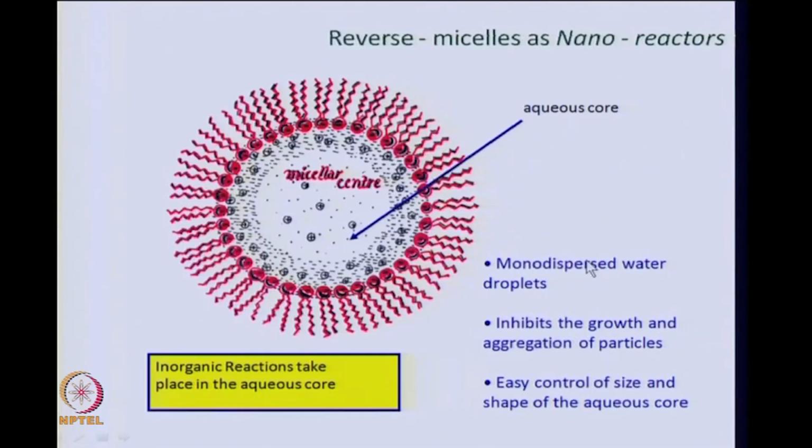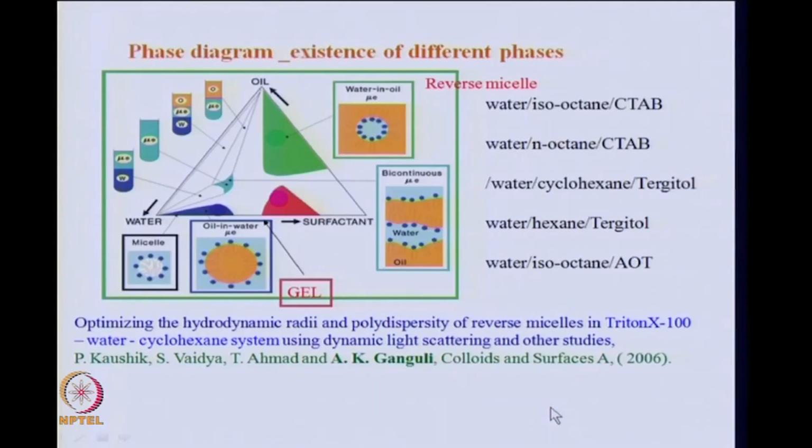Now, using this you can get monodispersed water droplets, which leads to small particles because it inhibits the growth and aggregation of particles, and it is easy to control the size and shape of the particle because you can control the size and shape of the aqueous core.